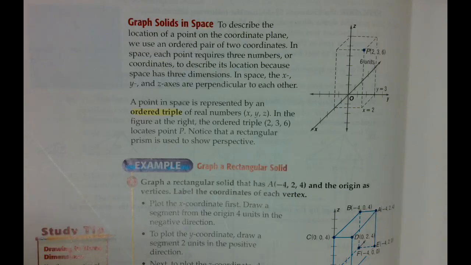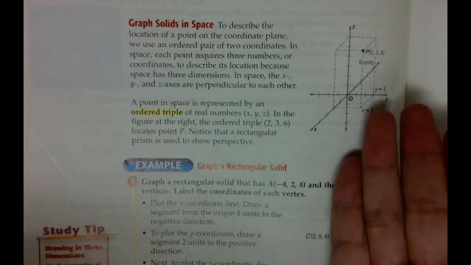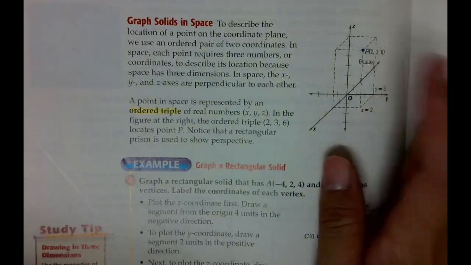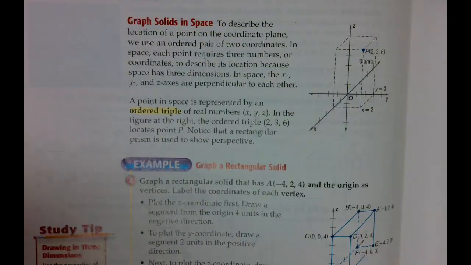Okay, so a point in space is represented by an ordered triple of real numbers, x, y, z, in the figure here on the right. The ordered triple 2, 3, 6 locates the point P. So notice that a rectangular prism is used to show this perspective, that it is 2, 3, and then 6. Okay.